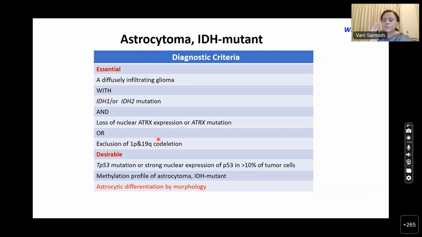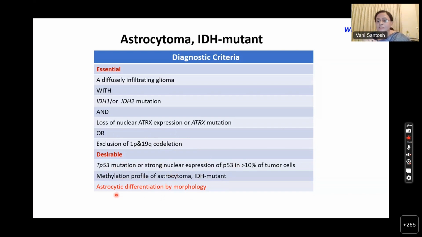Okay. But we don't need to do that in all the cases. ATRX is more than enough, and all others are desirable criteria. We are using P53, but it's not an essential criteria. Methylation profiling is a desirable criteria.